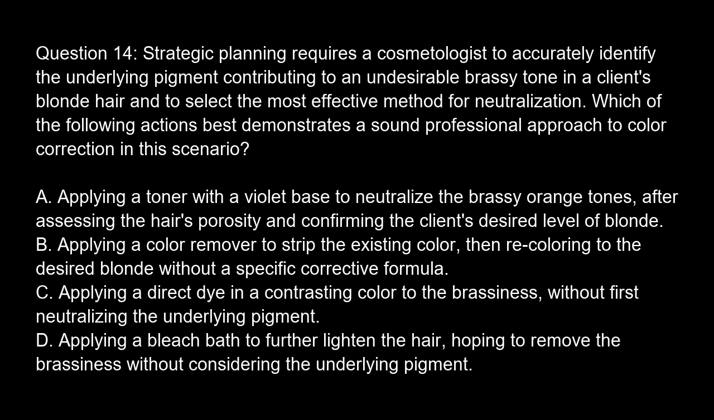Option B. Applying a color remover to strip the existing color, then recoloring to the desired blonde without a specific corrective formula. Option C. Applying a direct dye in a contrasting color to the brassiness without first neutralizing the underlying pigment. Option D. Applying a bleach bath to further lighten the hair, hoping to remove the brassiness without considering the underlying pigment.